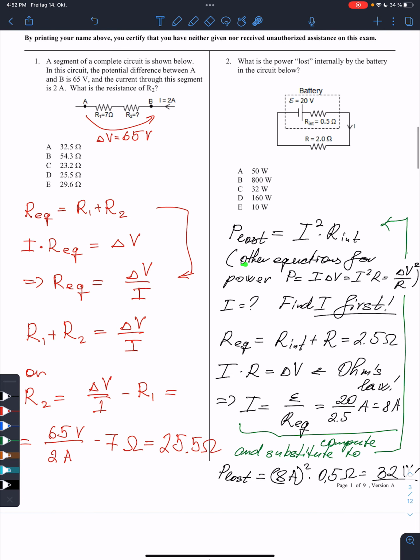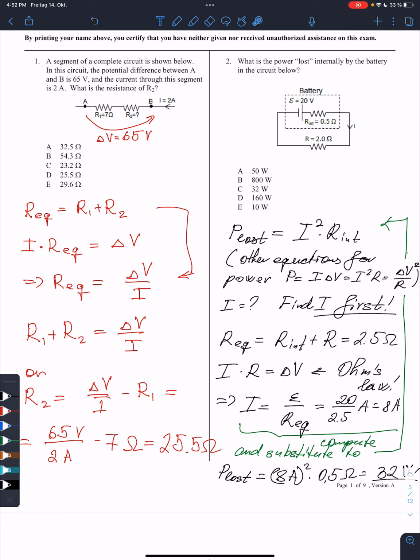Other equations for the power, just to remind you, are the following. It's I times delta V in general, but when we apply it to the load with a given resistance, it's also I squared times R, or delta V squared divided by R. We are going to use this equation over here this time, as it is most convenient.